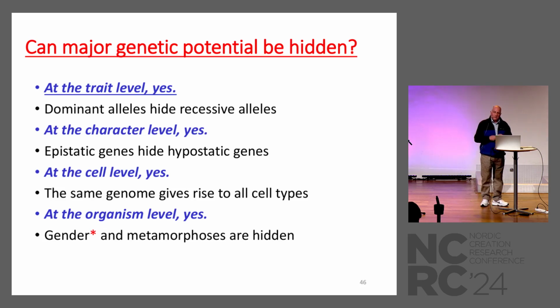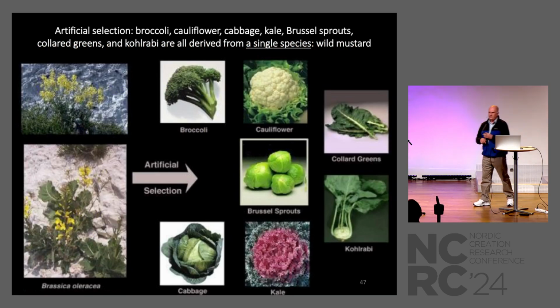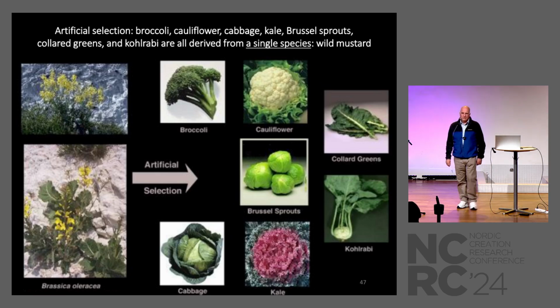At the organism level, it's also true. Gender and metamorphoses are also hidden. I won't go into those details because I just want to show you how some of this works out. So here we have the wild mustard, Brassica oleracea. And if you select it, you can make broccoli, cauliflower, collard greens, Brussels sprouts, kohlrabi, carrot and cabbage all out of wild mustard. The information is there, it's just waiting to be expressed.